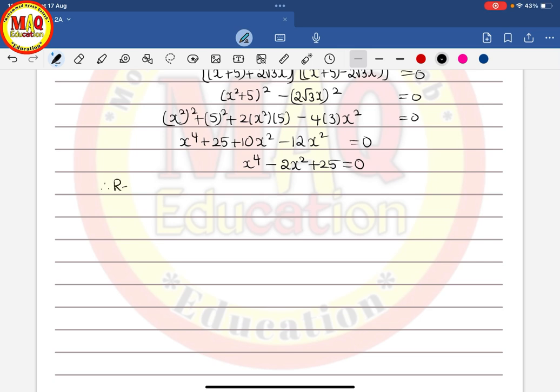Therefore, the required equation is x power 4 minus 2 x square plus 25 equal to 0.